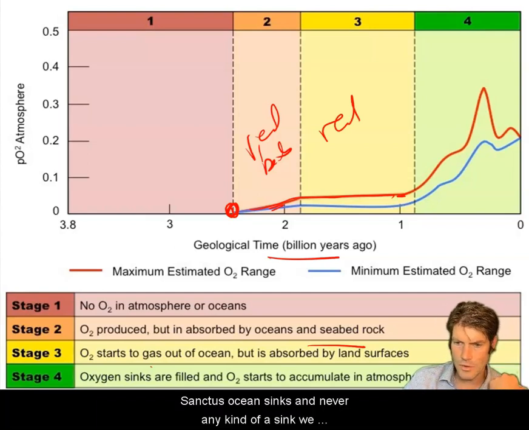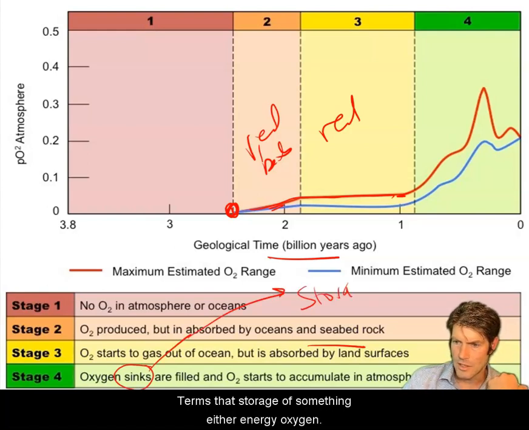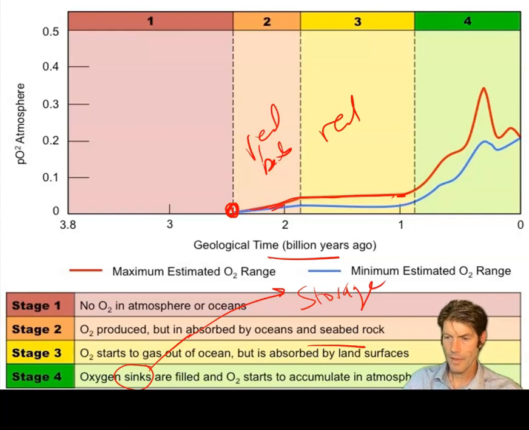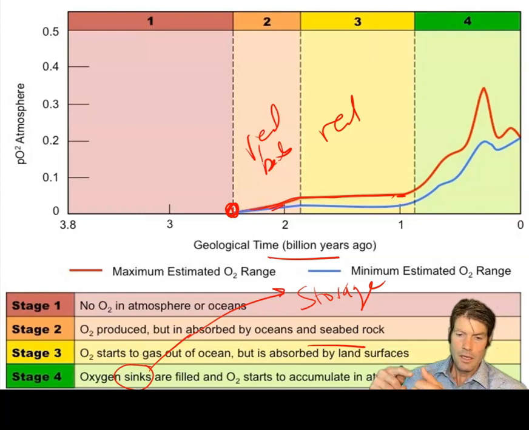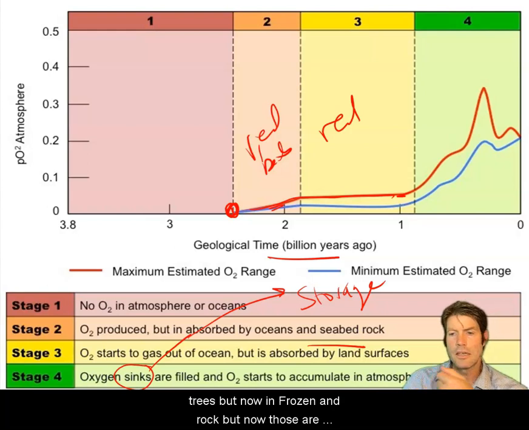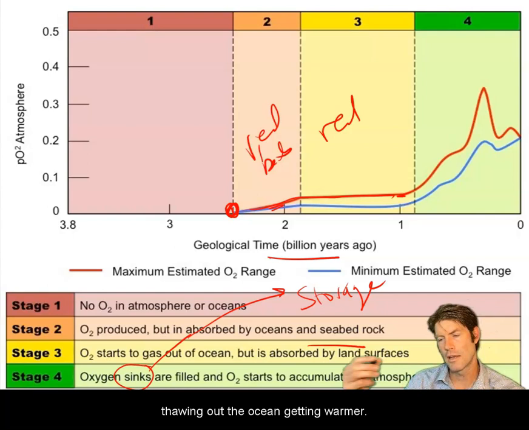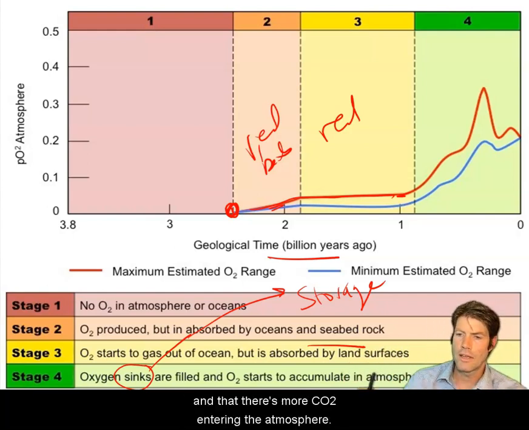The sinks, it says ocean sinks, and remember, any kind of a sink we talk about in geological terms, that's storage of something, either energy, oxygen, carbon dioxide. Carbon sinks now are big because, used to be a lot of carbon dioxide held in the ocean and on land and trees, but now frozen in rocks, but now those are thawing out, the ocean's getting warmer, trees are being removed, so those sinks are leaving, and there's more CO2 entering the atmosphere.